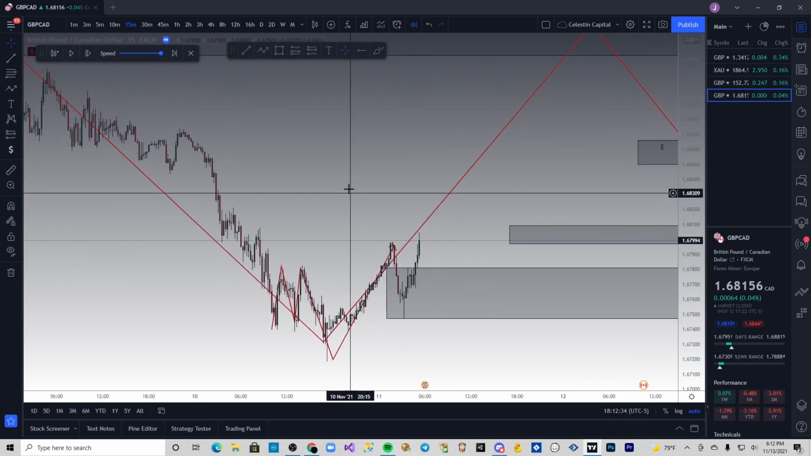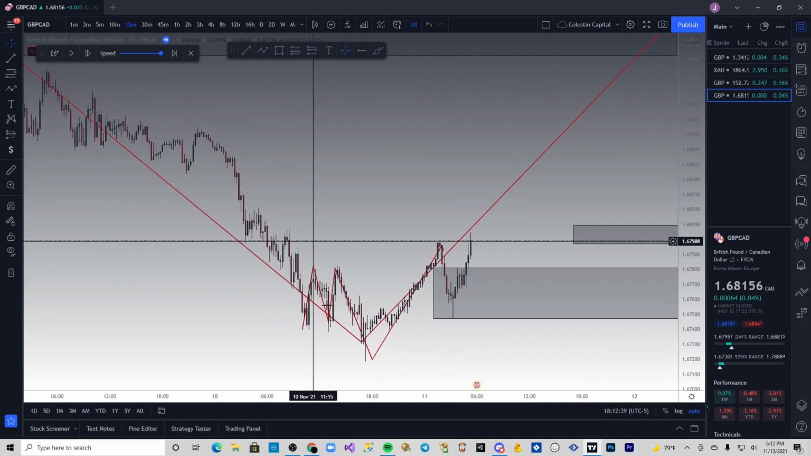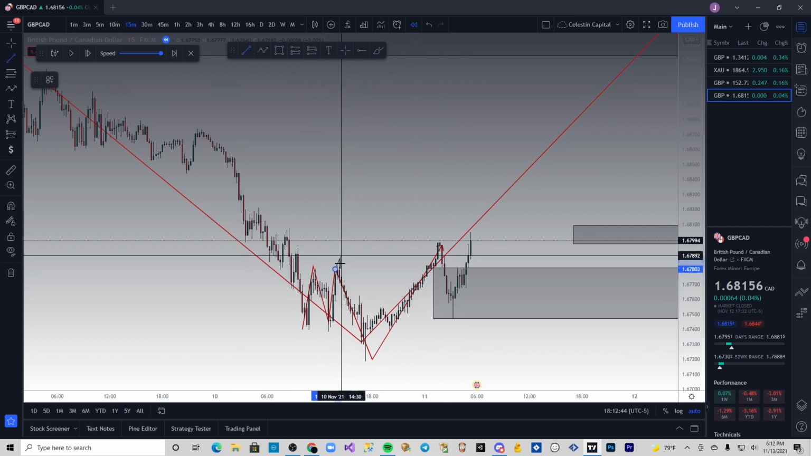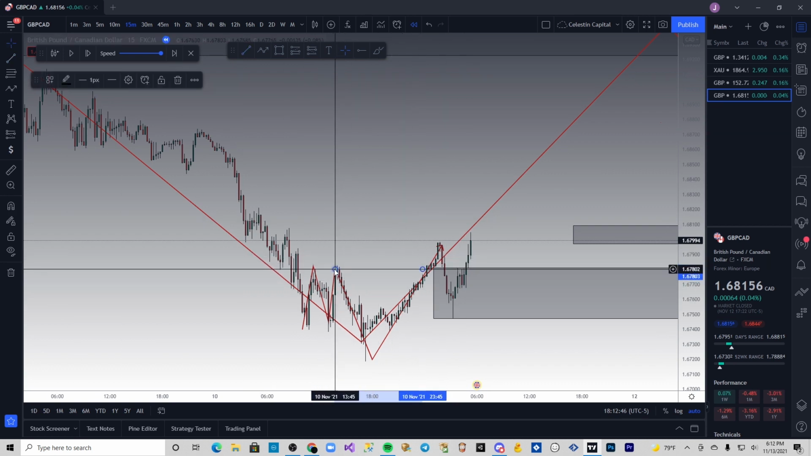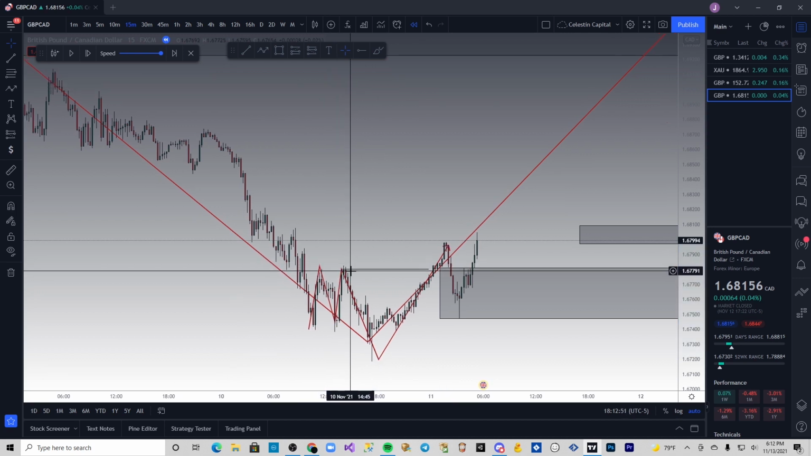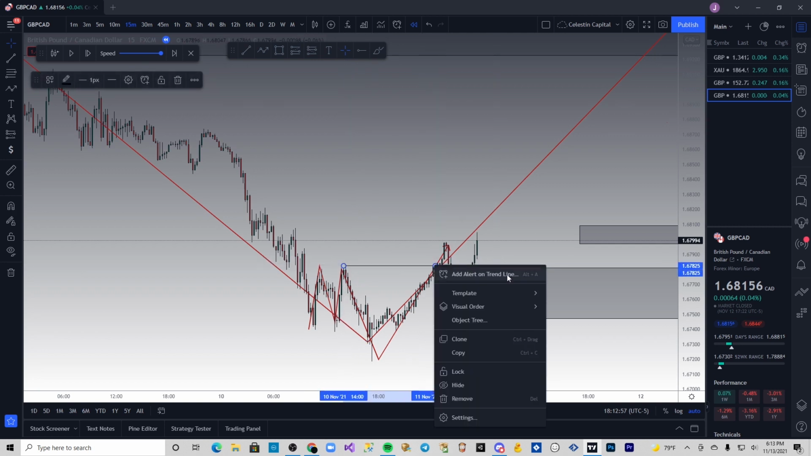Now, this is one of my confirmations for entering a trade. I like to see a liquidity grab, which is what happened over here, and a break of structure to the upside. We can see that this break happened once the market got above this high right here. We can see a break of structure to the upside.